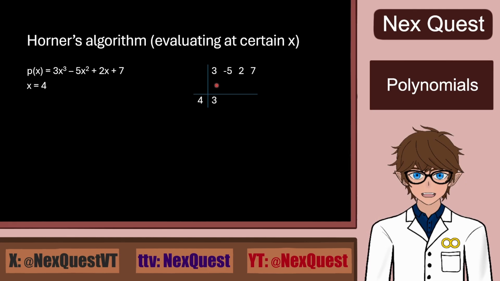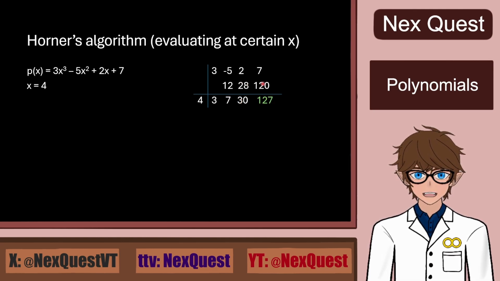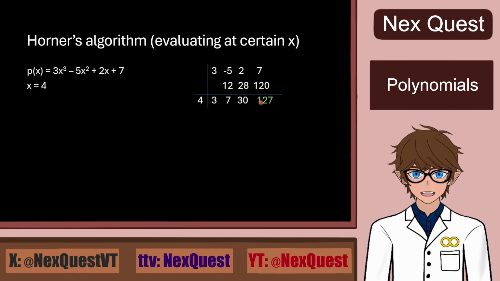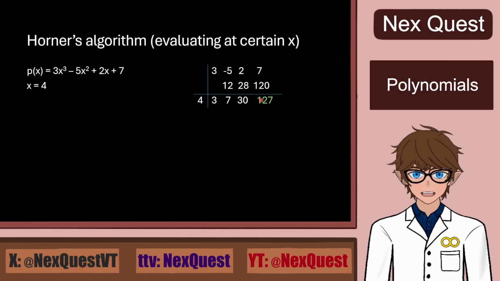Let's proceed as we did with the algorithm before and see where that takes us. So carry the 3, multiply to 12, add to 7, multiply to 28, add to 30, multiply to 120, and carry down to 127. Now here we get a lot of big numbers, but since we are determining the value of the function at x equals 4, the value we would mark as the remainder is the y value on the graph.